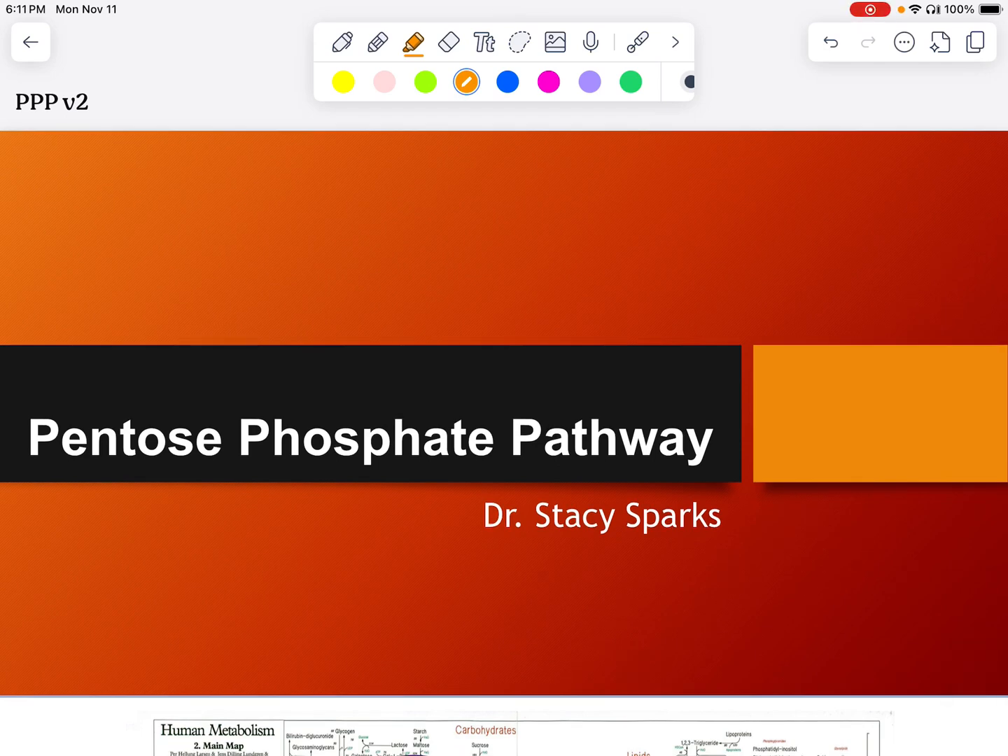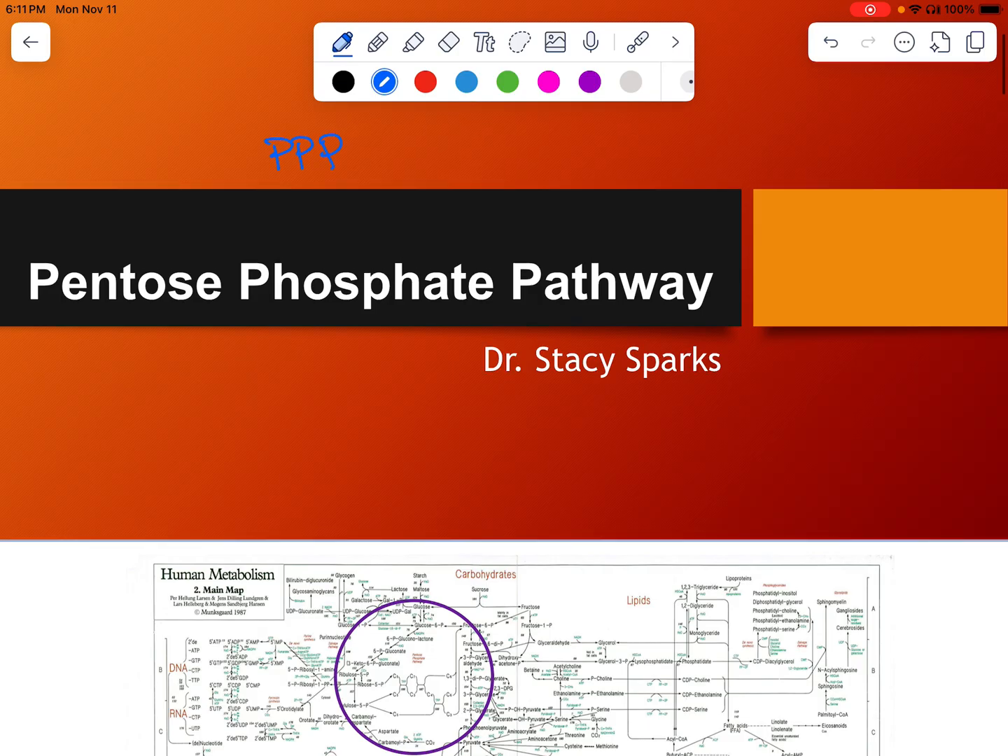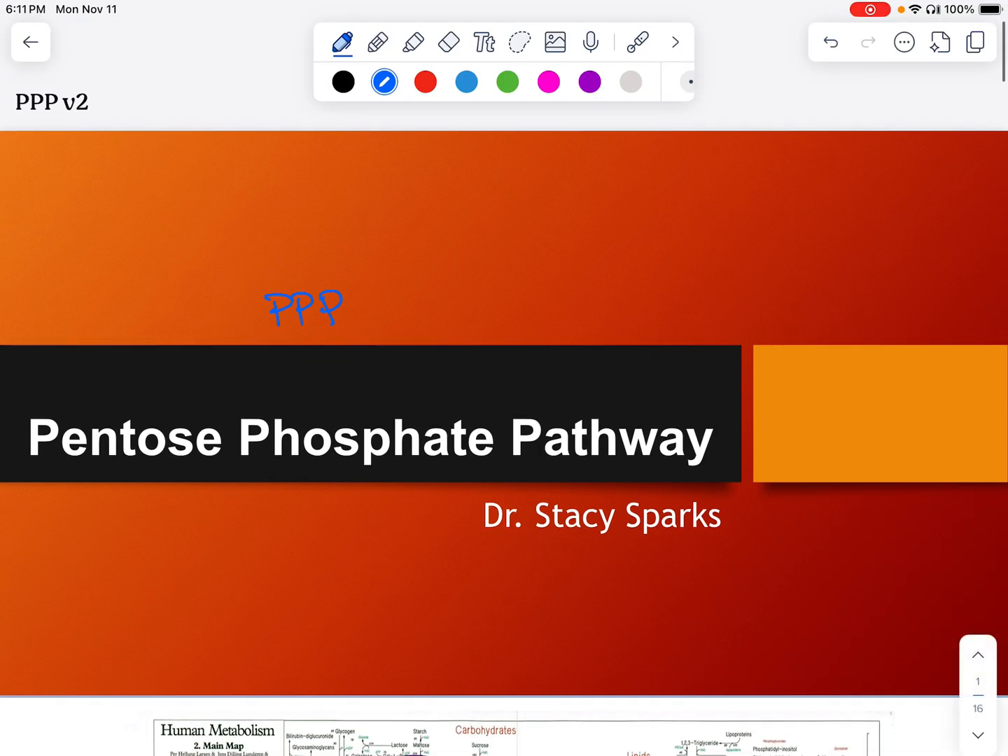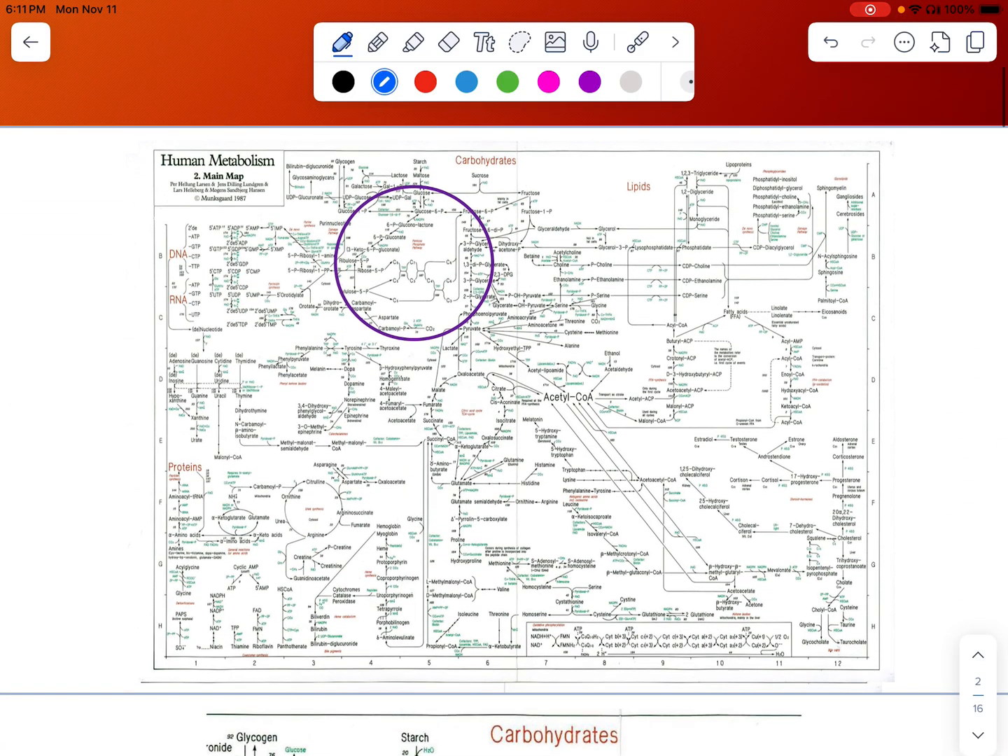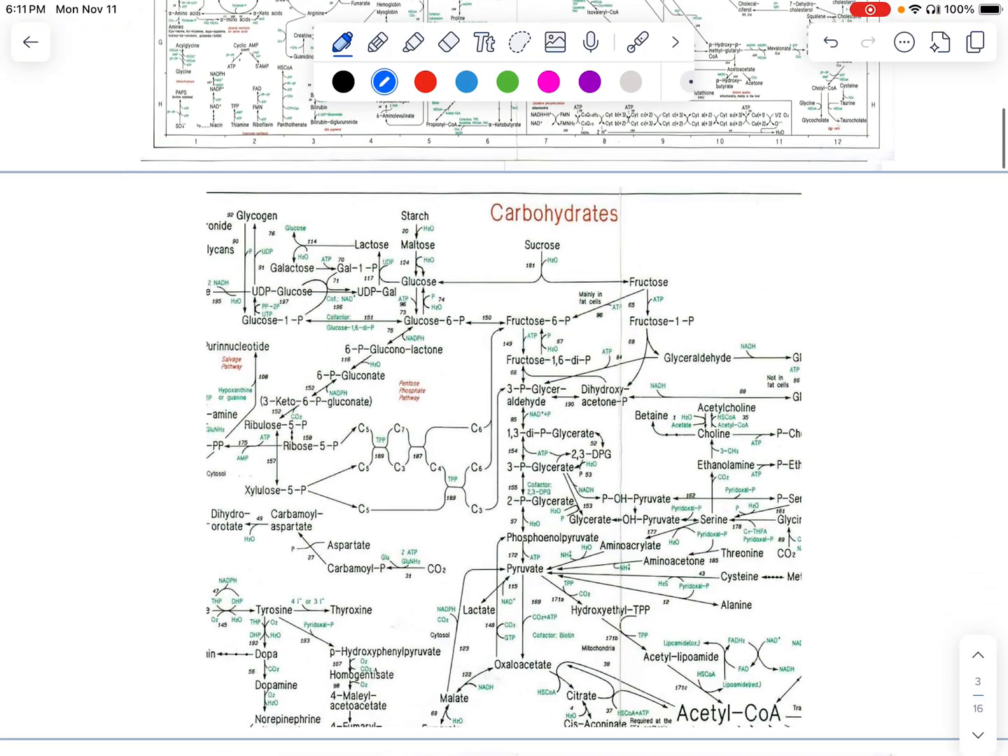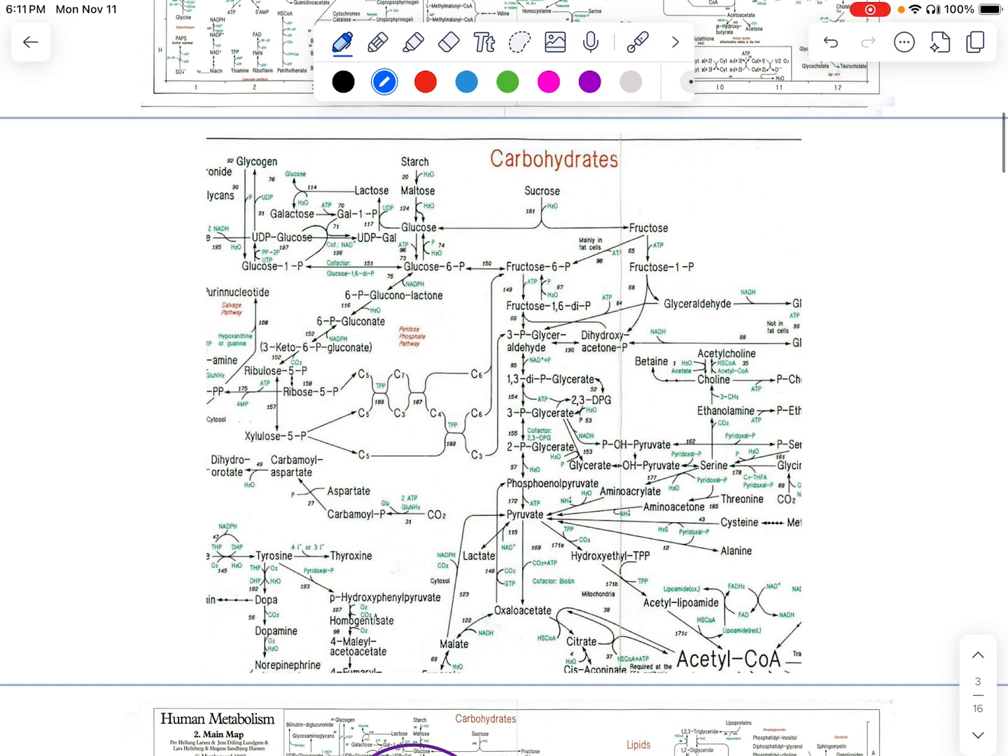Our next video is on the pentose phosphate pathway, which we often abbreviate. If I can write PPP, pentose phosphate pathway. Okay, so this is another important synthetic pathway for carbohydrates. All right, we're looking at this area that I've circled on our metabolic pathways map, and we're going to zoom in on that and take a look.